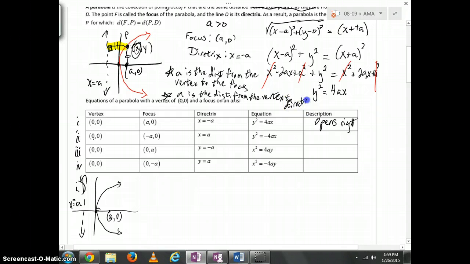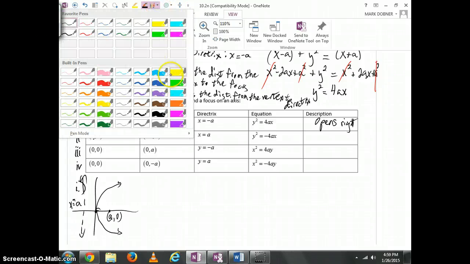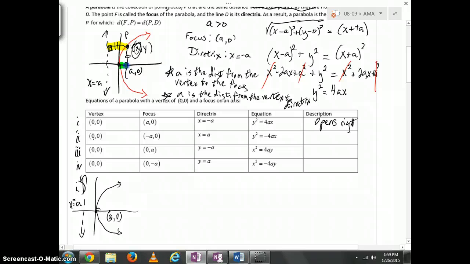We're going to look at that A value, and you can see it's coming back up here to our original picture, the one that we just copied down. You can see our vertex is A steps away from the focus. Our vertex is A steps away from the directrix. And that's always going to be the case. That A is going to give us valuable information.